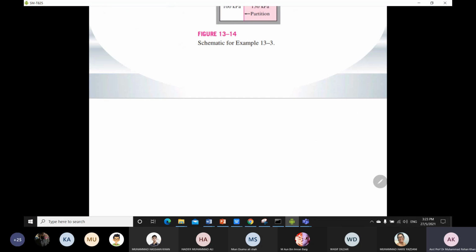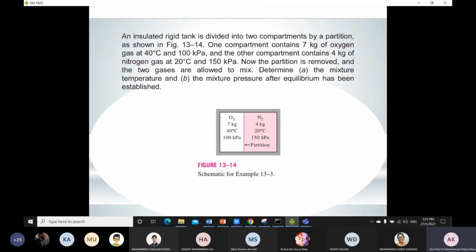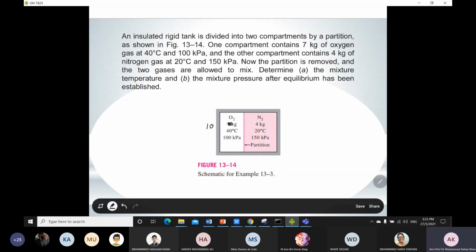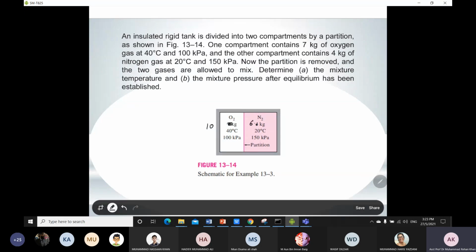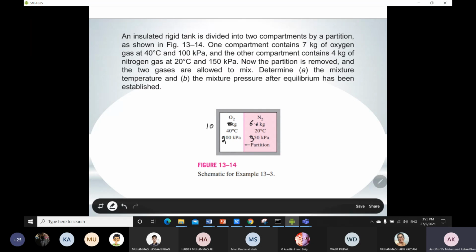Okay, so we can stop at this point. So you have to solve one question by yourself. Only you have to change some values. So here we can change this value to 10 kg and this value to 6 kg, and you can replace this with 200 kilopascal, and this will be equal to 350 kilopascal. Okay, so you have to solve this question again by using these values, and you have to determine the maximum temperature and mixture pressure of equilibrium.